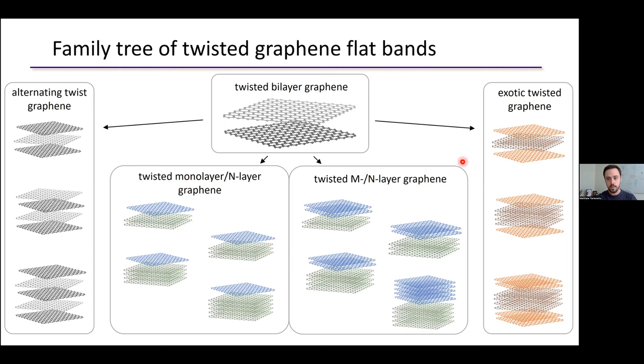And so here's just a subset of those, binned into the way that I like to think about it. On the left here, we have this family of alternating twist graphene, where we take this twisted graphene building block and then start twisting additional monolayers back and forth. On the right, we have much more exotic structures where we can have multiple Moire patterns, multiple twist angles with many layers of graphene. And in the middle, we have something intermediate where we have a twisted bilayer graphene building block, but then we have thicker graphitic constituents.